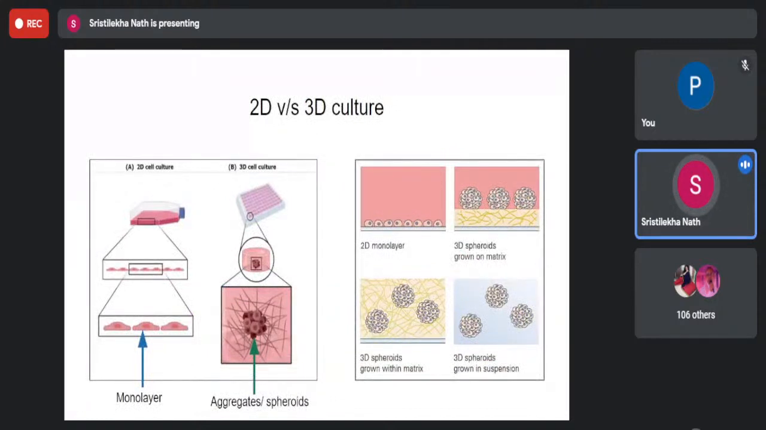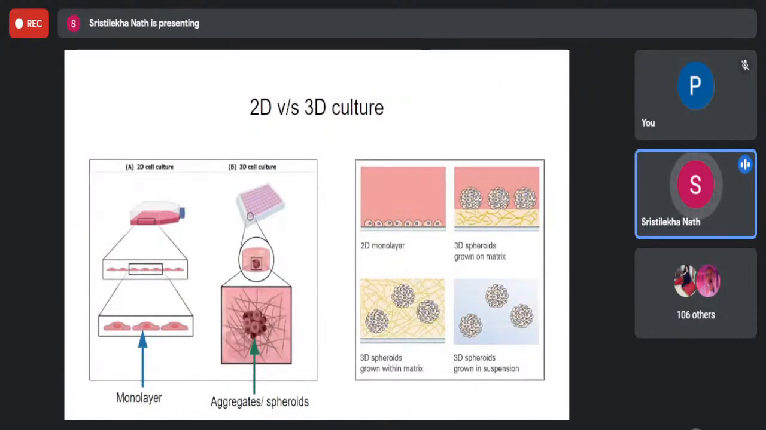I'd also like to introduce you to the culture system. What is happening inside the culture system? Here we can see we usually use a T flask to culture the mammalian cells. Here we get a monolayer. If we compare with the 3D cell culture, then we can find not a monolayer but some aggregates of cells. We also call them spheroids.